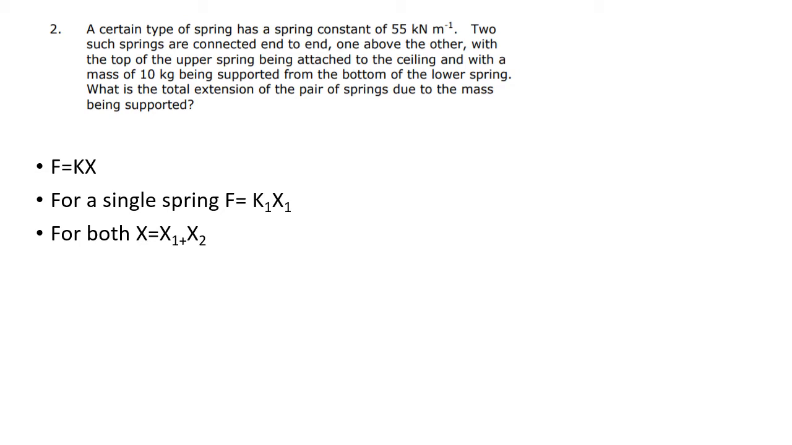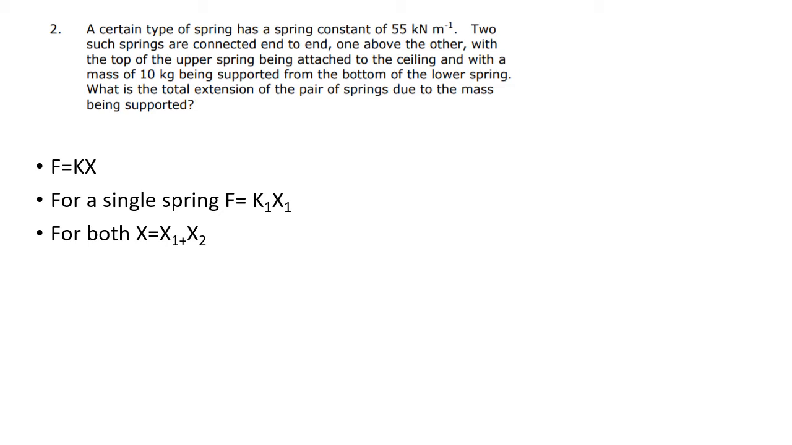So the equation we use is F is equal to kx. F is the total force, so that's going to be mass times acceleration. k is our spring constant and x is our extension. If you think about a single spring, you can say that F is equal to k1 multiplied by x1. And for both springs, the total extension x is equal to the extension in the first spring plus the extension in the second spring.